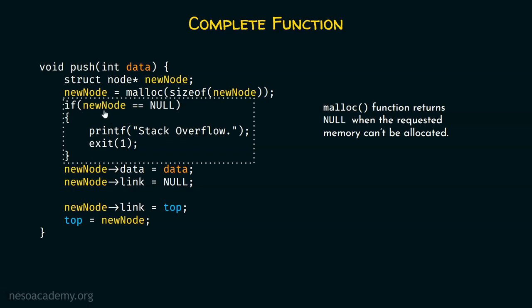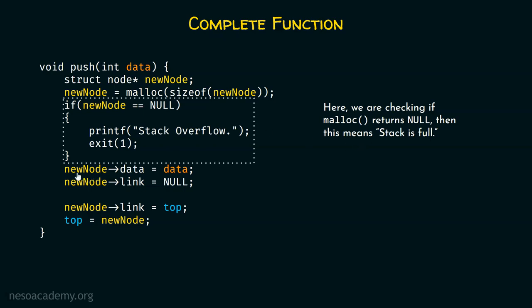Then we can check, is new node equal to null? If at all new node is equal to null, then this message will get printed on the screen, that is stack overflow. And then in that case we must exit from the program with exit failure status. This is an abnormal termination, right? Here we are checking if malloc returns null, then this means the stack is full.